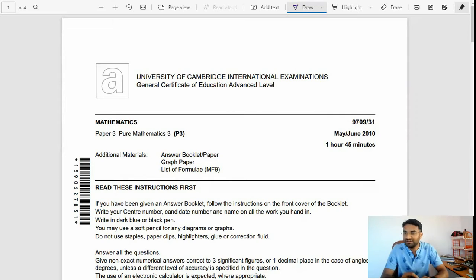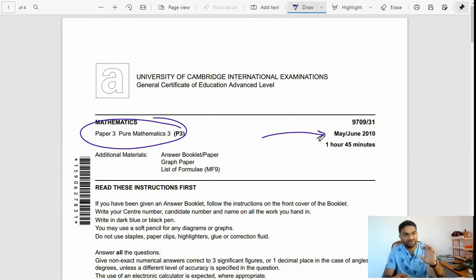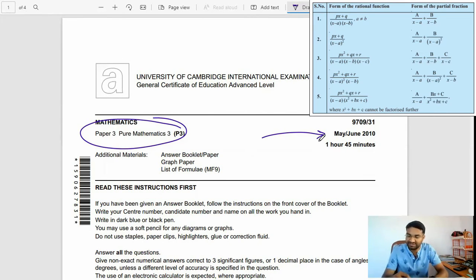We have students across more than 5-6 countries, and today we'll go through the A-level partial fraction question. It's a question from Paper 3, Pure, May/June 2010. I hope you have gone through the different types of partial fraction questions; there are generally 5 different types for A level. So straight away we'll move on to question number 8.